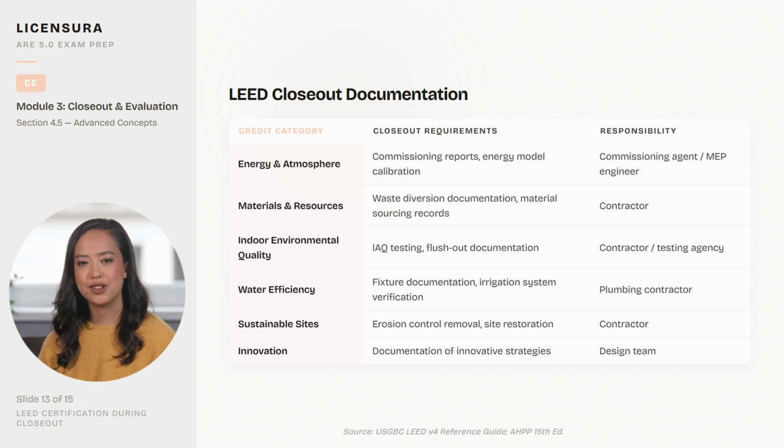Energy modeling results compared to actual performance. Commissioning reports verifying system operation meets design intent. Material certifications documenting recycled content and regional sourcing. Indoor air quality testing results before occupancy. And a LEED-specific operations manual for the building's green systems. These documents are in addition to standard closeout requirements.